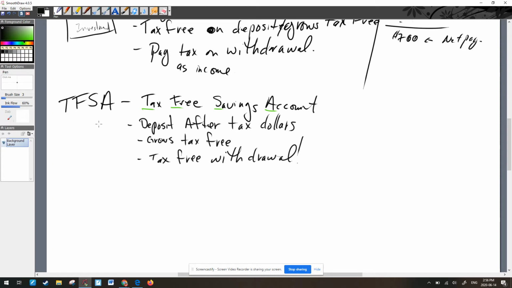One other one that I think is worth noting and is relevant to a lot of you right now is an RESP. And an RESP is a registered education savings plan.